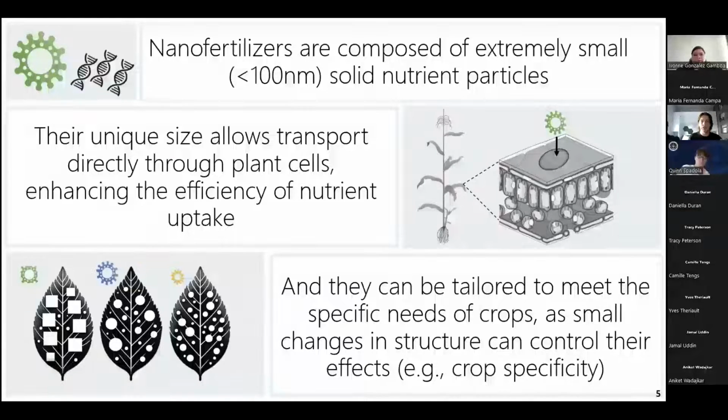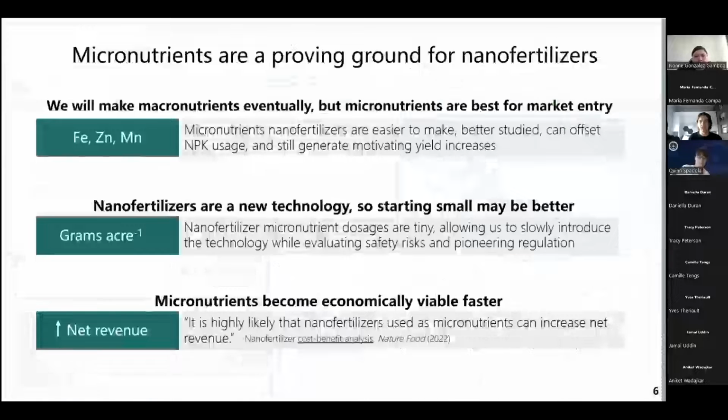Essentially, you take a nutrient particle, you make it really small, less than 100 nanometers.